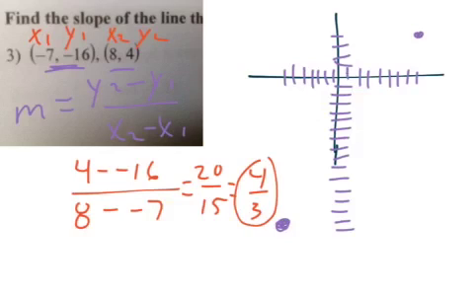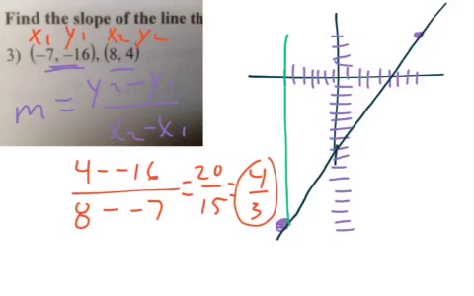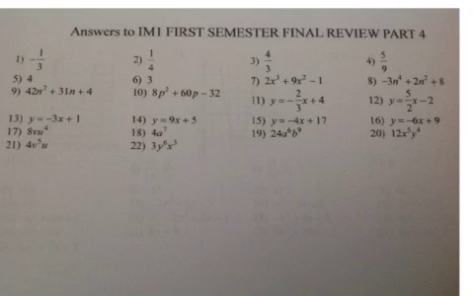So again, the theory is here's our line. What's the slope of that line? If you counted up for the rise and counted across for the run, what you would have found is this is 20 and this was 15. And then from there you could have reduced it to 4/3 again. Now let's check our answer, by the way. Number 3, notice, it is 4/3. Alright, so we're on the right track here.